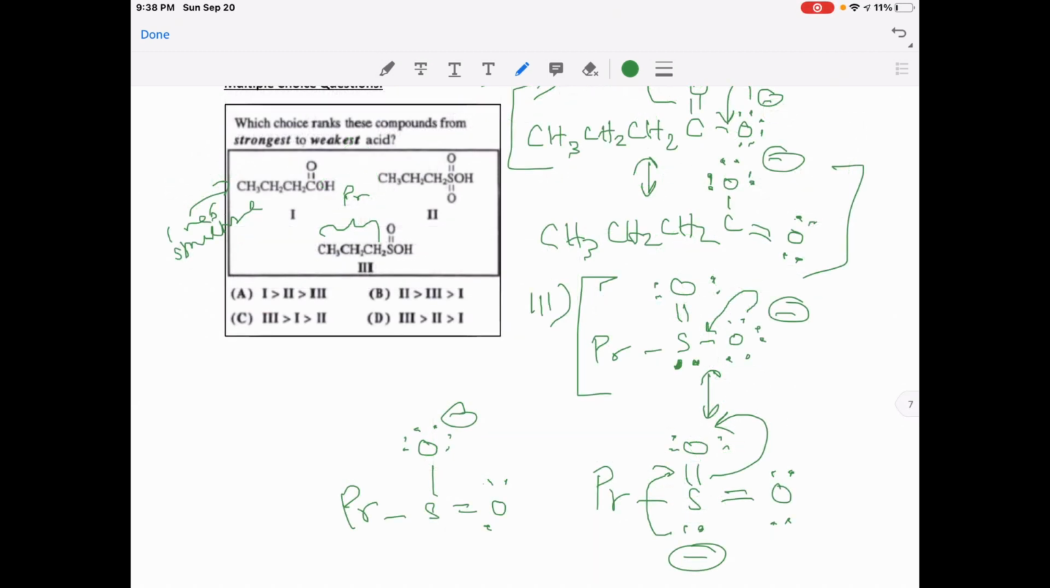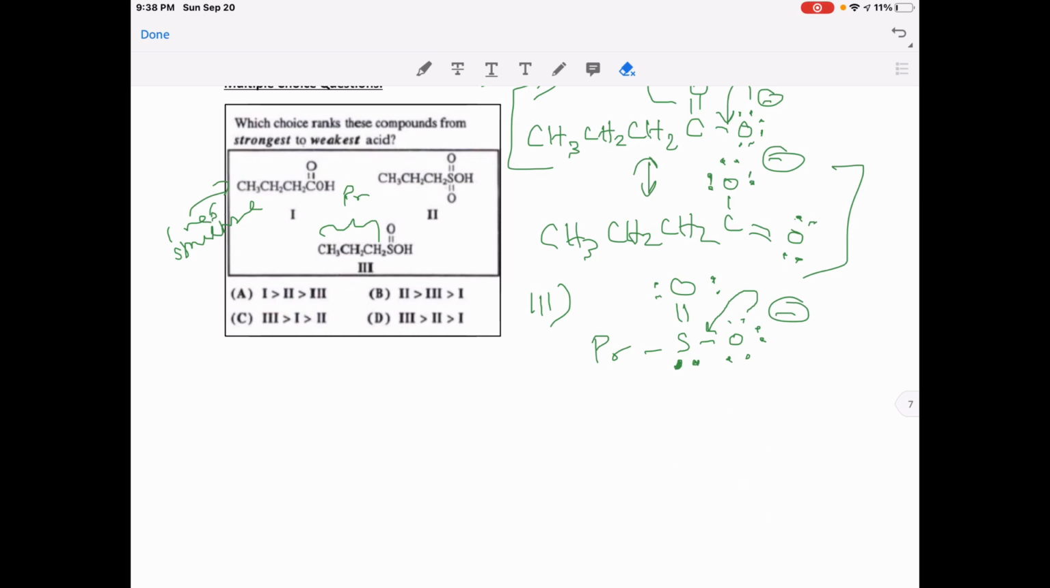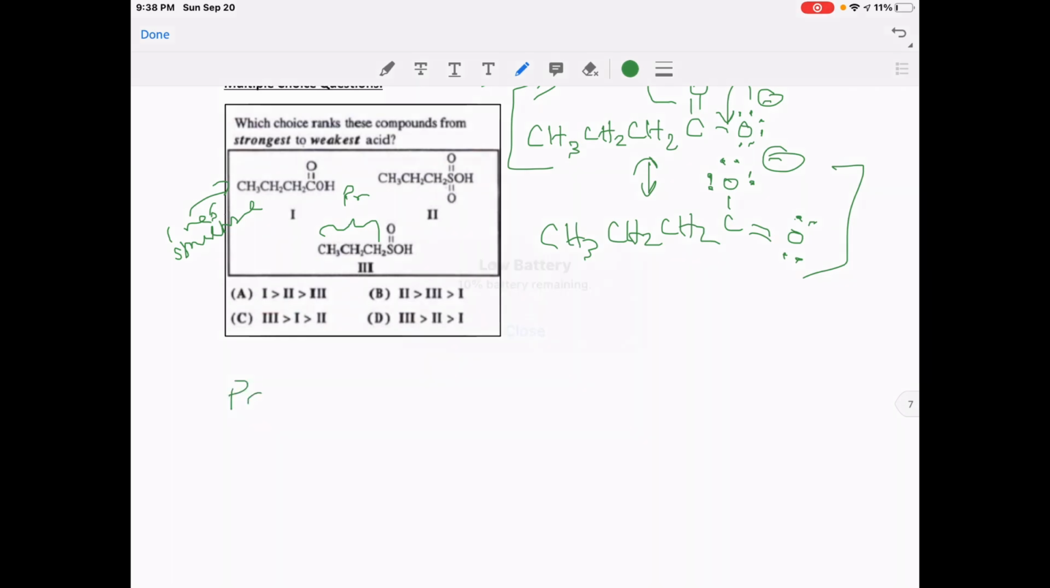For the third case, since we have already handled the first and second cases, we can examine the third case, where we have a sulfur atom that is double bonded to 2 oxygen atoms and also bonded to a hydroxyl group along with a propyl group. So now let's try to evaluate the resonance structures of this particular compound. Again, I'm using propyl for the left-hand side of the compound.